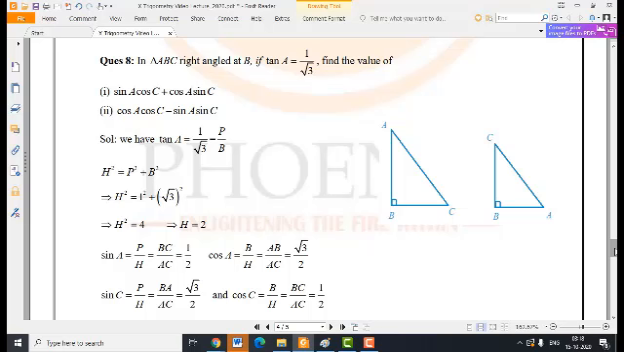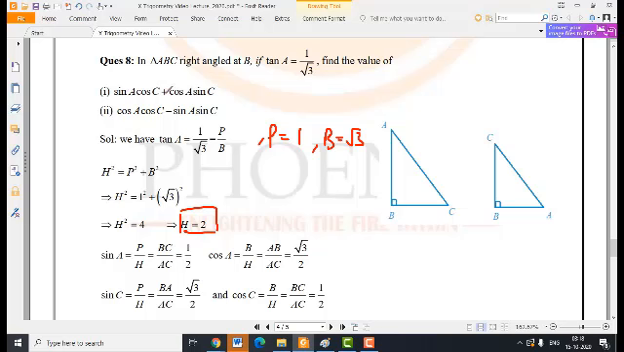Alright, so tan A is nothing but perpendicular upon base. That gives me that we can take perpendicular as 1 and base as root 3. So this is what we are going to use to find the value of hypotenuse. Using Pythagoras theorem, h² equals p² plus b², h² equals 1² plus (root 3)², which gives h² equal to 4 and h equals 2 units. Alright, so once you have the value of h, what do you need?